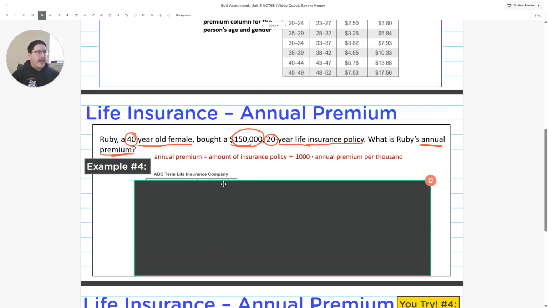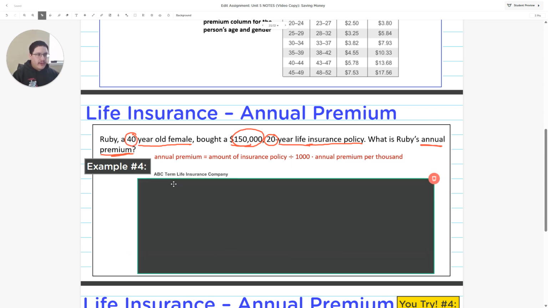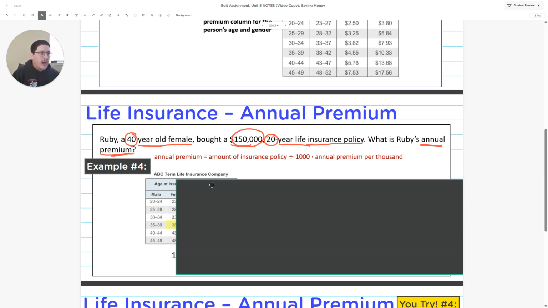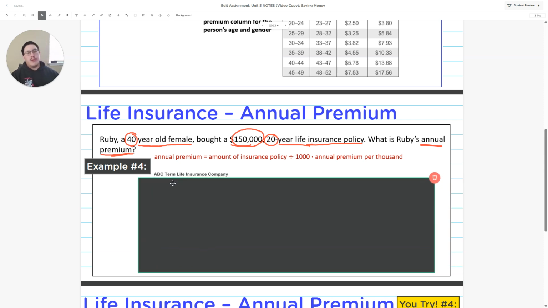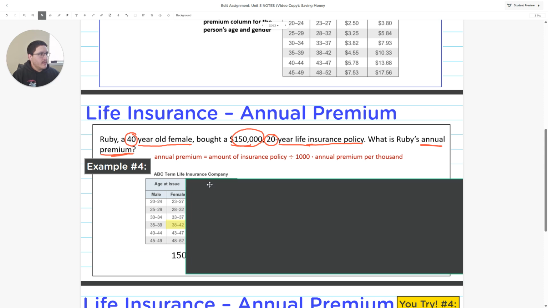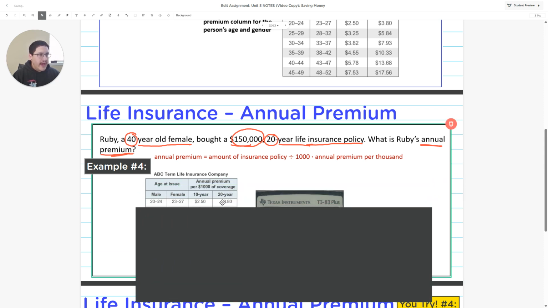Again, this is a fake company, ABC Term Life Insurance. This is just an example of what people will be doing to calculate your life insurance policy if you decide to take one out. This is not always how you do it, but it is just a look into how these things are done. They figure this out through some different type of math, and it gets put into a chart. But anyways.